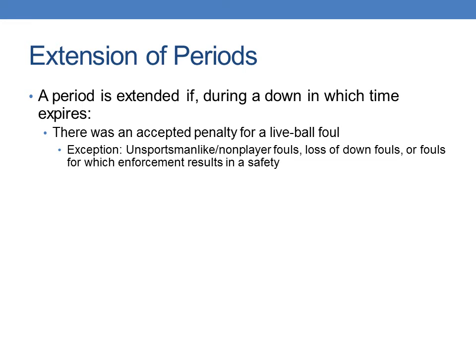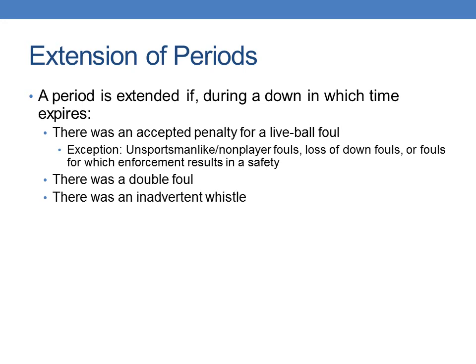Loss of down in that case will cancel the score. We will extend the period if there was a double foul during a down in which time expires, or if there was an inadvertent whistle during a down in which time expires. If a touchdown was scored during the last time down of a period, we will extend the period for the try. Important to note that even in the first and third quarters, if we have a touchdown and then prior to us snapping the ball on the try, time expires, we will extend the period for that try.